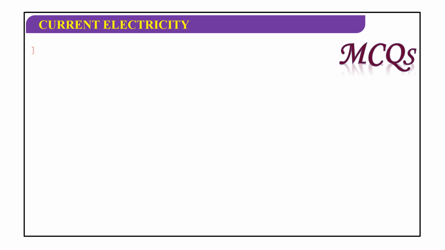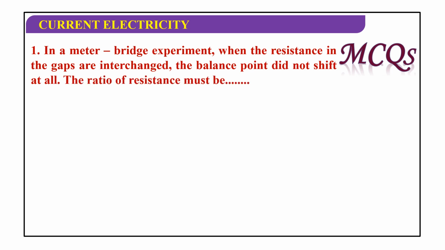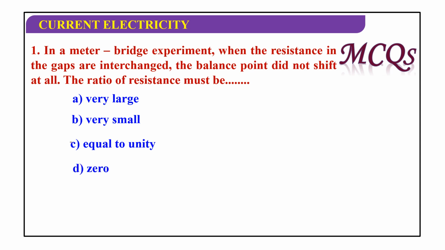Now MCQs. In a meter bridge experiment, when the resistances in the gaps are interchanged, the balance point did not shift at all. The ratio of resistances must be very large, very small, equal to unity, or zero. Your answer is equal to unity.